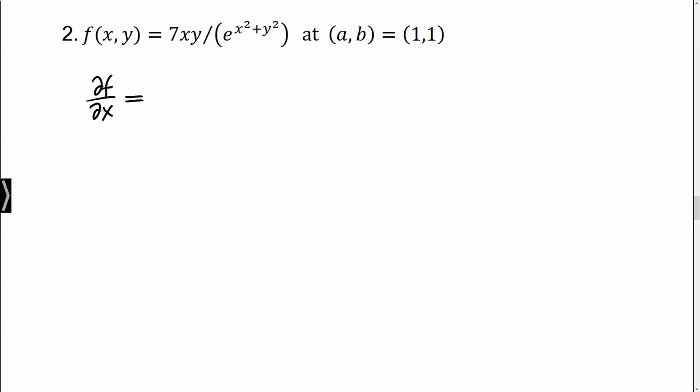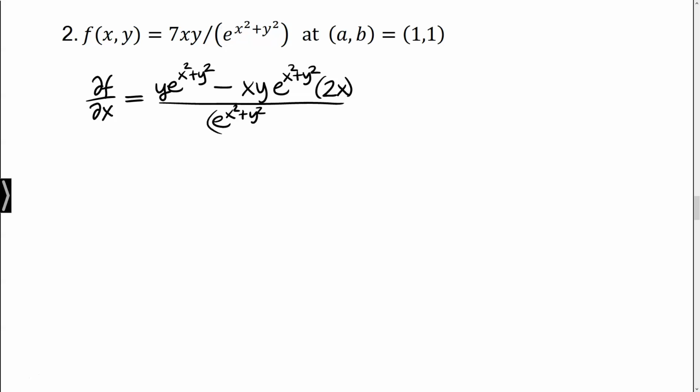Okay, so for this one, it probably is best to use the quotient rule. So we're going to go denominator times derivative of the numerator. Let's leave out the 7 for now, because we know that's just a constant that's going to tag along. The derivative of the numerator, xy, with respect to x is simply y, minus the numerator times the derivative of the denominator. So that would be xy times the derivative of e to the x squared plus y squared, which is e to the x squared plus y squared, times another factor of the derivative of x squared plus y squared, which is going to be 2x. So we pick up another factor of 2x, and this is all divided by e to the x squared plus y squared, all squared.